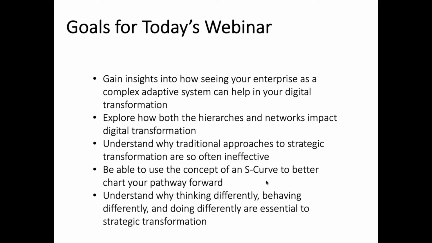We're going to talk a little bit about hierarchies and networks and their roles in implementing digital transformation. We're going to talk a little bit about why traditional approaches to strategic transformation, whether you're talking about digital transformation or any other, are so often ineffective. And then we'll look at something that's probably familiar to you, the S-curve, the growth curve, but maybe a slightly different application of it to help us understand some insights as well. And then lastly, we'll help you with some information on why thinking differently, behaving differently, and doing differently are essential to strategic transformation.